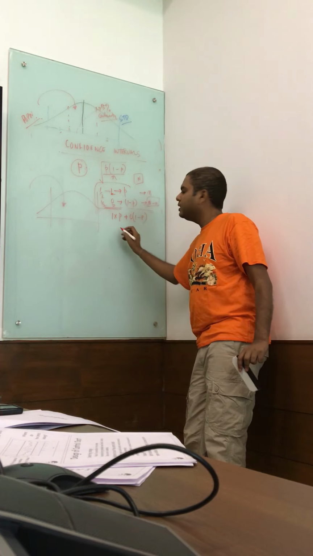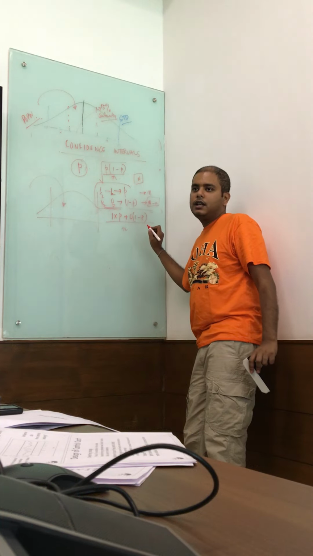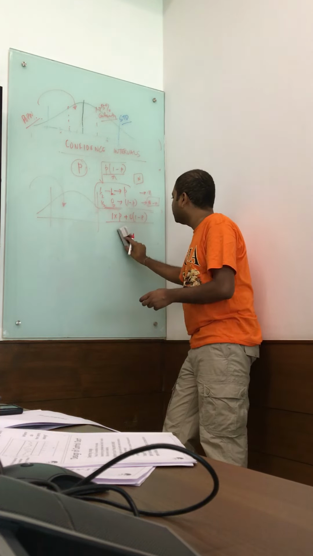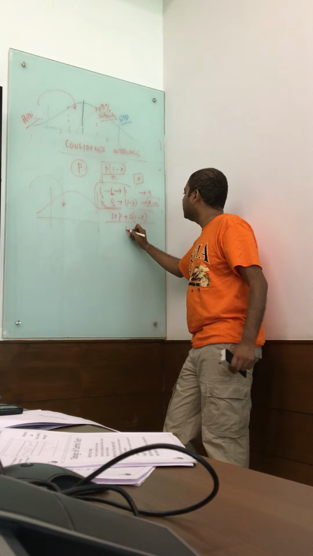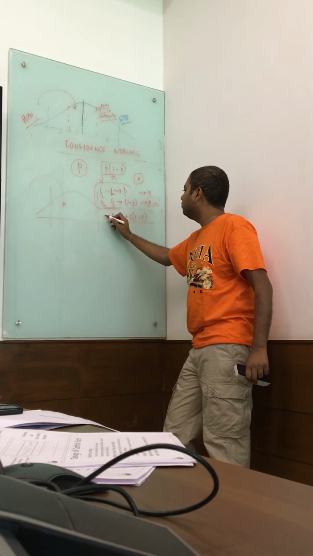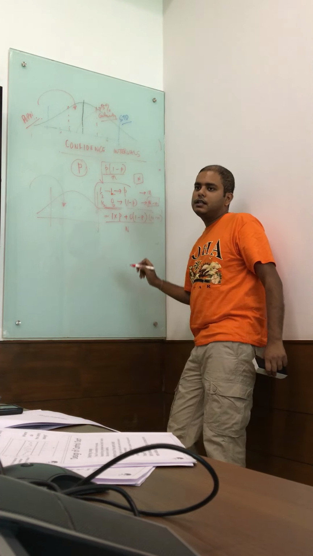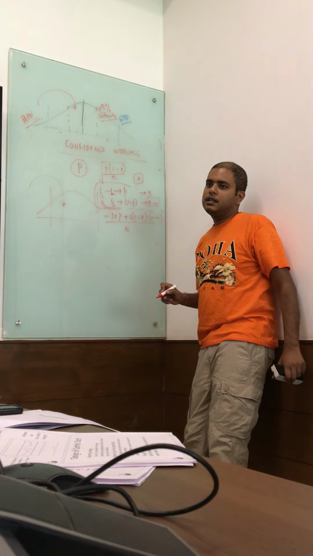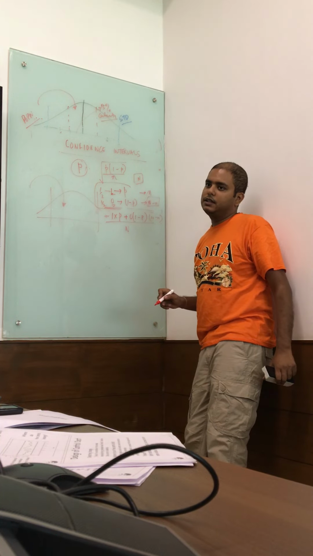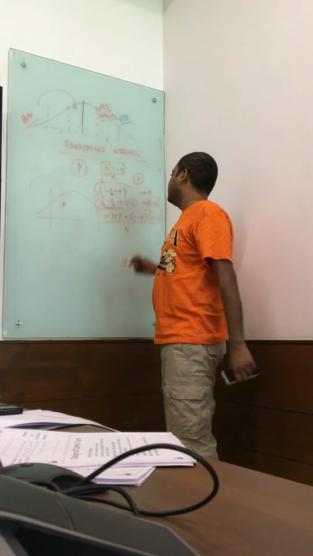1 minus P, divided by total, capital N. Yeah, capital N. So here you have N and here N minus N. That's the total number of occurrences. That's the frequency, right? Yeah, F, that's the frequency.